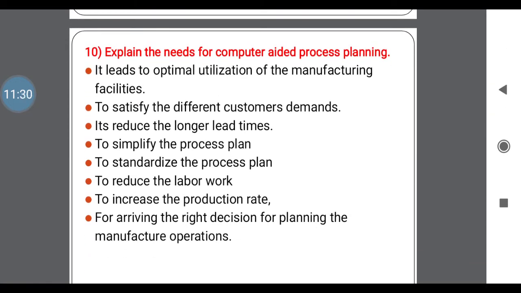Next, explain the needs for computer aided process planning, that is CAPP. Why is CAPP required? First, it leads to optimal utilization of manufacturing facilities, that is maximum usage of manufacturing facilities, and also satisfies different customer demands and specification demands. It reduces longer lead times, meaning a quicker process, simplifies and standardizes the process plan, reduces labor work, and increases the production rate. It also helps in arriving at the right decision for planning the manufacturing operations. These are some needs of computer aided process planning in manufacturing.